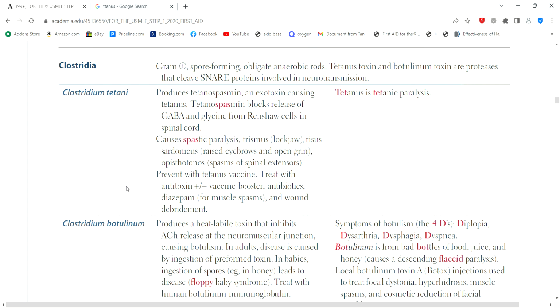Local botulinum toxin A, Botox injections, are used to treat focal dystonia, which is extreme contraction of the muscles, hyperhidrosis, muscle spasms, and cosmetic reduction of facial wrinkles. Hyperhidrosis, you give Botox to correct so that acetylcholine can't make you sweat anymore. Increased acetylcholine makes you sweat normally, so if you block acetylcholine, you can't sweat anymore. So that is how Clostridium helps in hyperhidrosis.